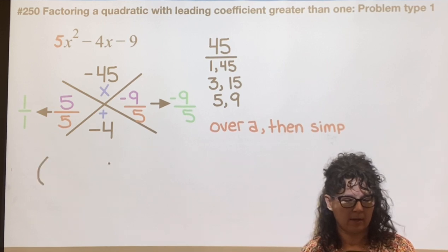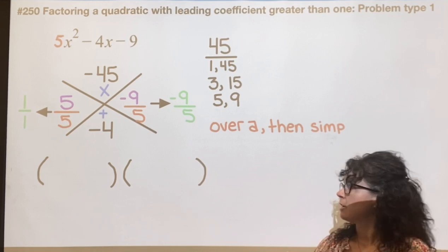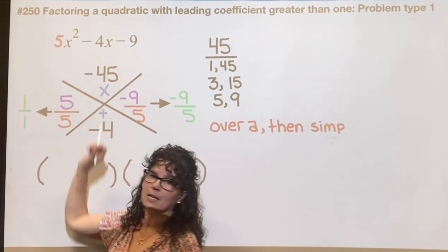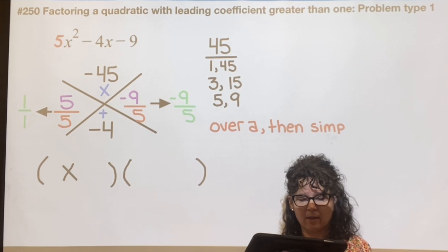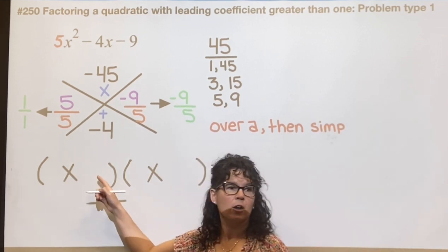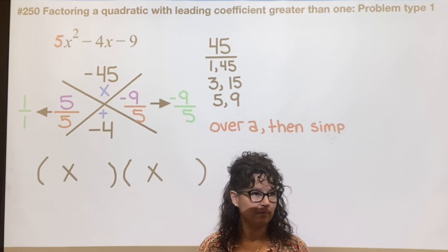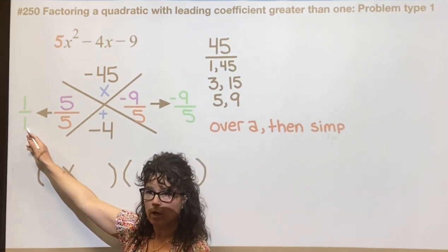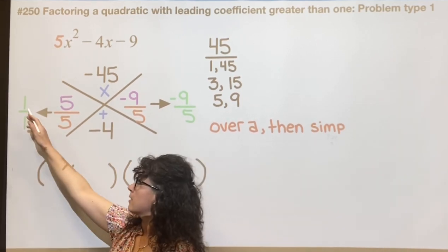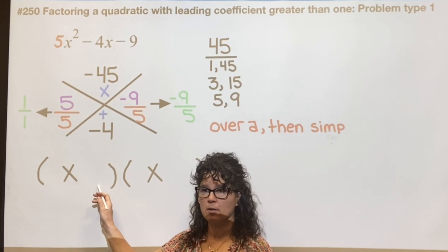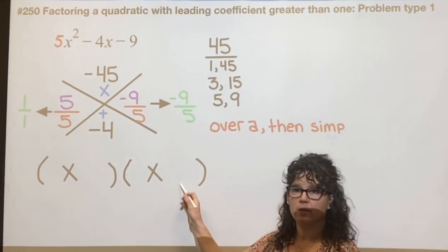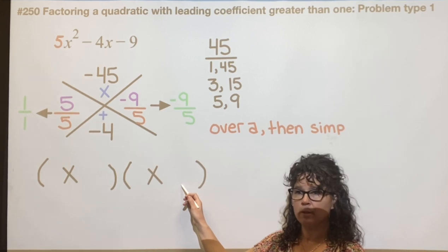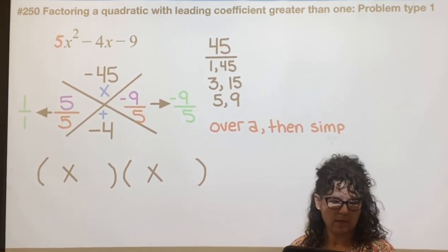I'm going to have my parentheses. Now the only way we get back to x to the second power is to have x times x. So I know these are going to be x's. And then here and here, it's bottom over top. So the denominator there is 1. That goes in the front. The top, the numerator there is 1, so that goes in the back. 5 goes in the front. And -9 goes in the back. So it's bottom first, top second.